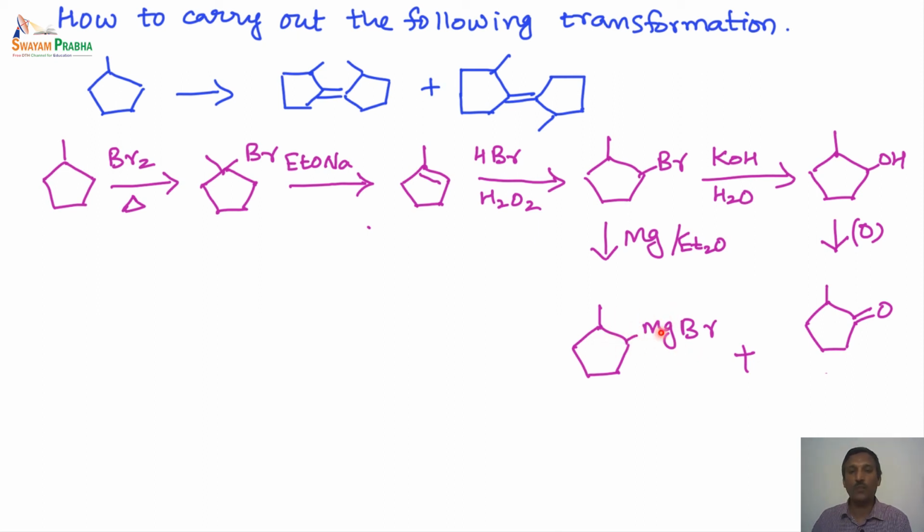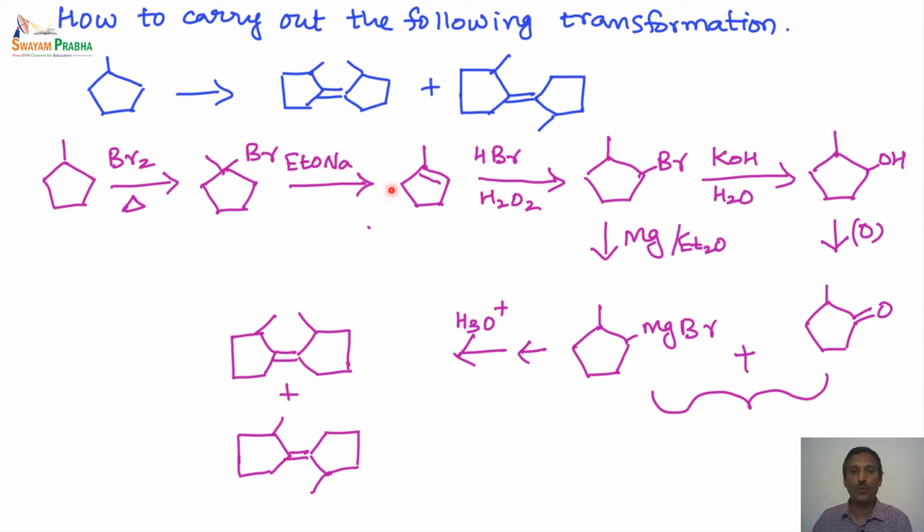alkyl magnesium bromide. So we have two units of the same, because here we have a 5-membered unit, here we have another 5-membered unit. So that means we have one 5-membered unit here, another 5-membered unit here. So we are more or less having the same pieces which we have to combine together. So these two, when subjected to Grignard reaction followed by acidic workup, produce both these products. So both the products are formed by the Grignard reaction.